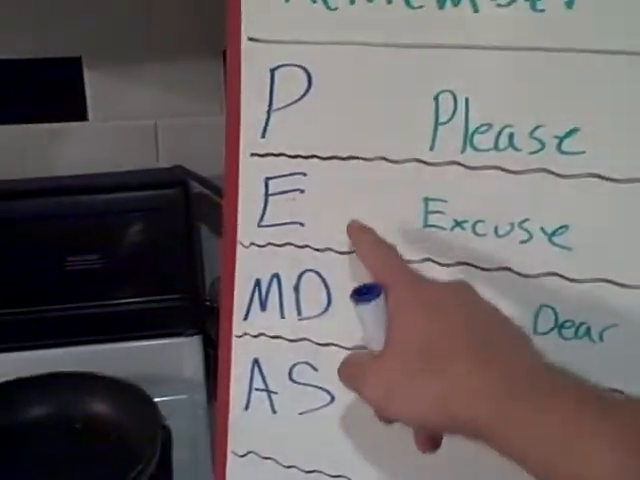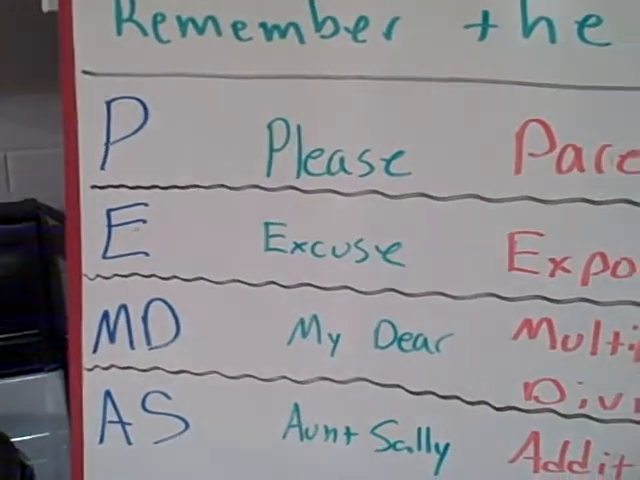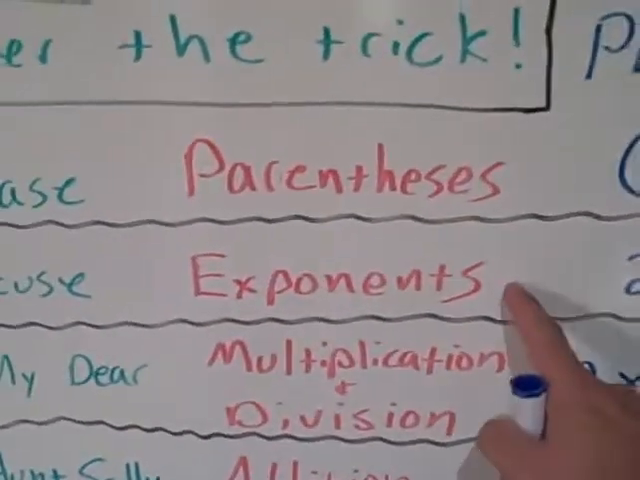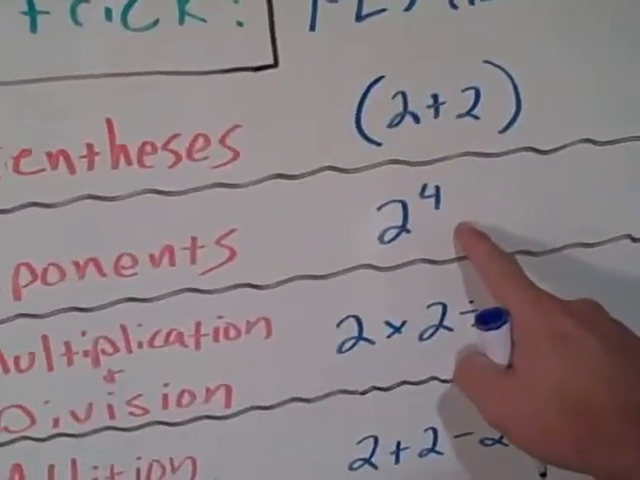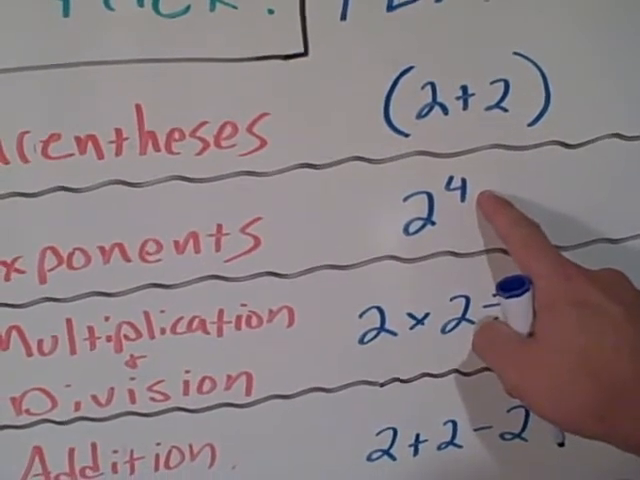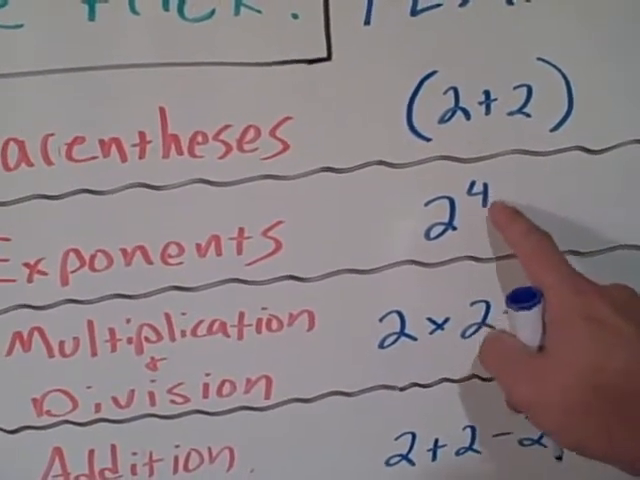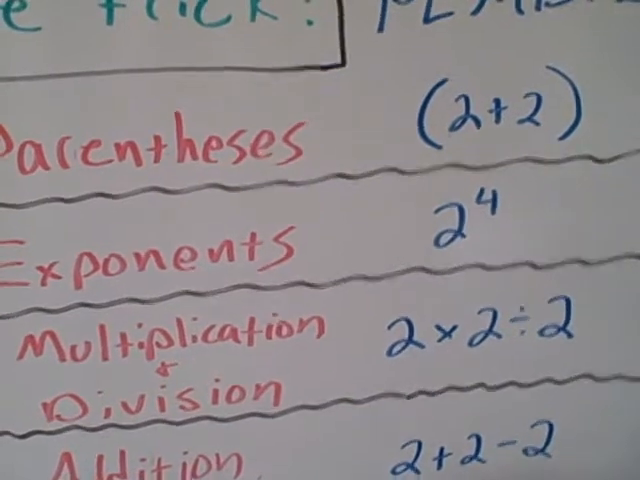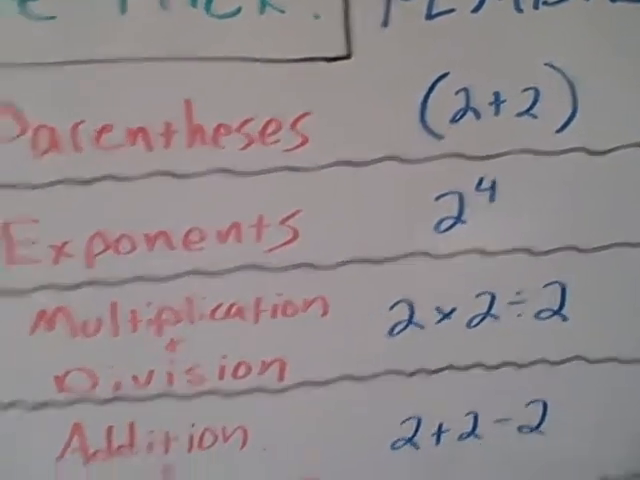Now we have E, excuse, which stands for exponents. And this is an example of an exponent. There's a 4 right up here. This is 2 to the 4th power, or 2 times 2 times 2 times 2.